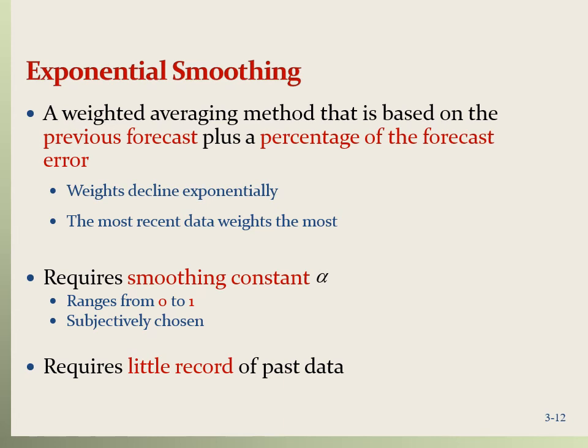And it's similar to the weighted averaging method, is subjectively chosen. So you have to choose that by trial and error. And one good thing about exponential smoothing compared to weighted moving average and the simple moving average is that you do not need to have extensive historical data. The only thing that you need to have is your previous forecast, the forecast for the previous period, and the error associated with that. That's all you need to know to move forward and make your forecast.